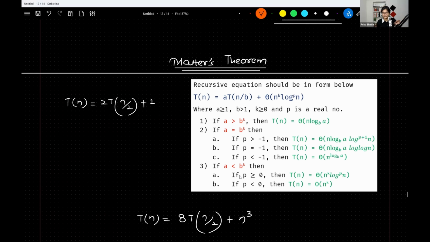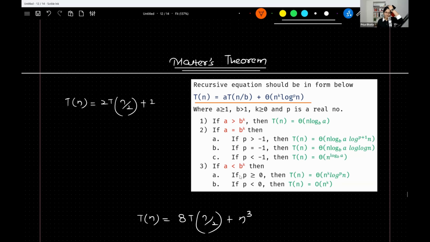The constraint is that your recurrence relation should always be in this form: T(n) = a T(n/b) + theta or big O of n^k log^p n. I hope everyone knows now what theta, big O, and omega are. If your recurrence relation is of this form, then you can apply the Master's theorem, where a is greater than or equal to 1, b is strictly greater than 1, k is greater than or equal to 0, and p is a real number.